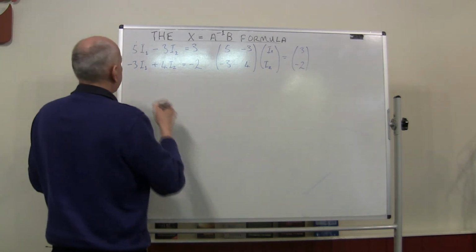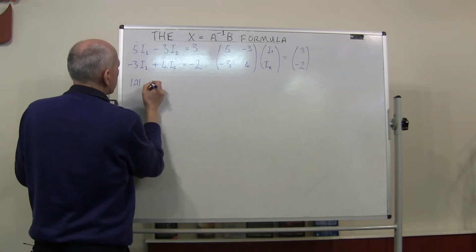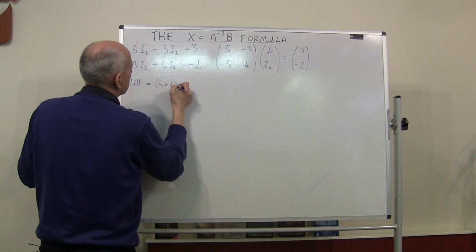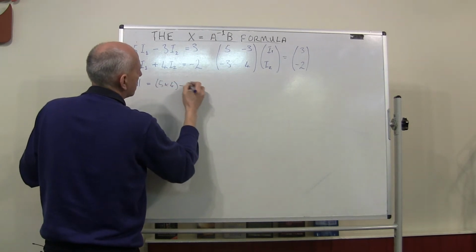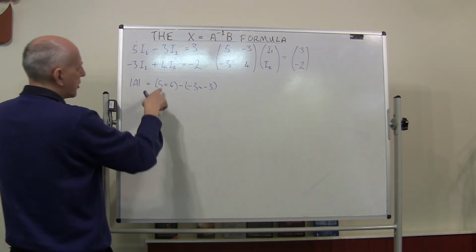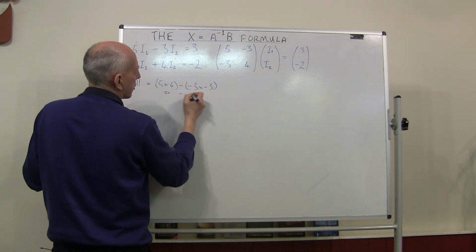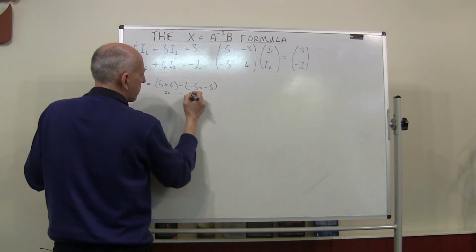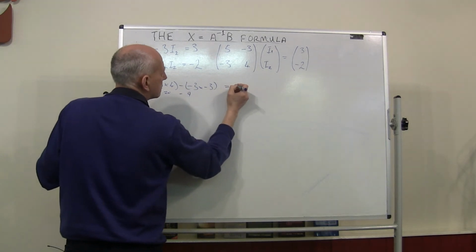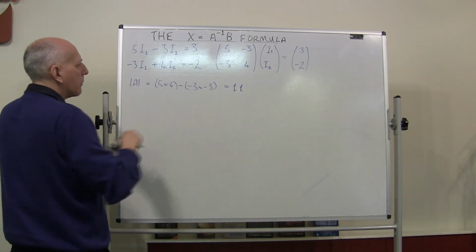So let's start by finding the determinant of A first. So that's going to be 5 times 4 minus 3 times minus 3. So that's going to be 20 minus a minus, so that'll be plus 9. So minus a plus, it's going to be 11.